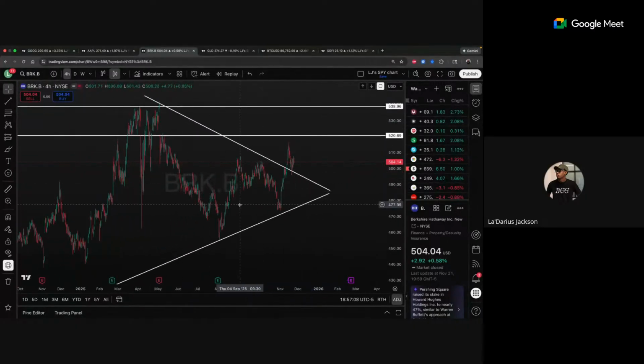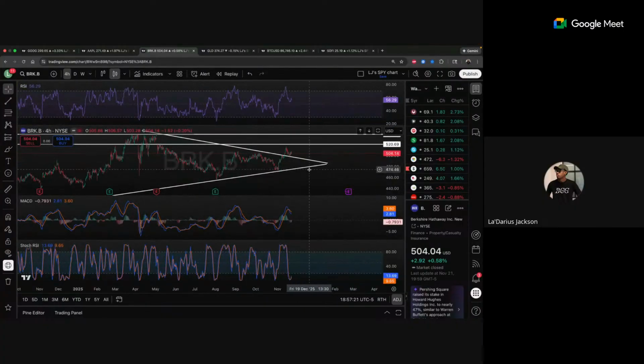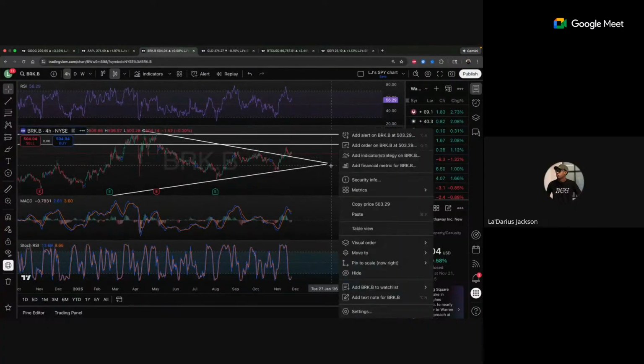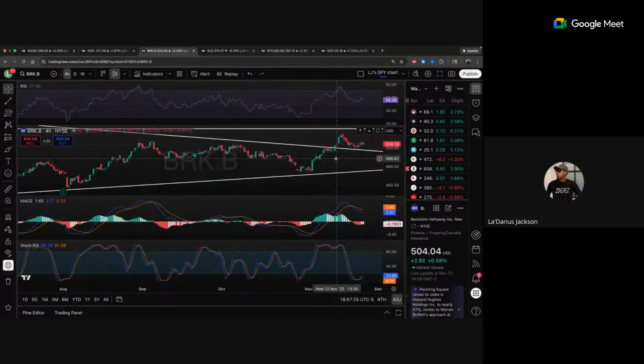Again, we were playing this wedge, and this wedge should pretty much set us back where we started. We started this wedge back at 538, 540, and that's where we should end up. So I really like Berk B. Let me reset the charts. Berk B shares.